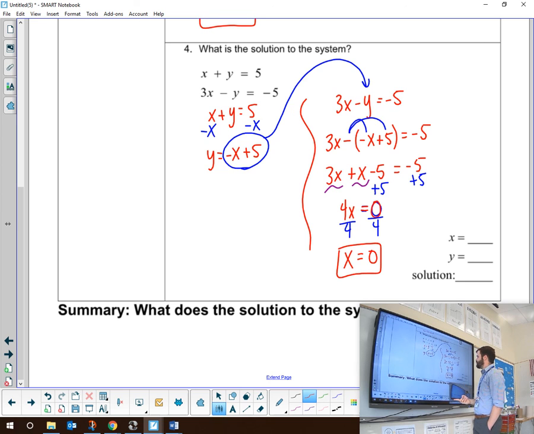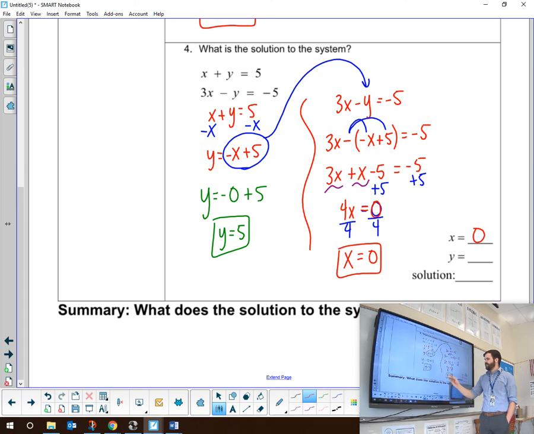Let's take that answer for x, 0, plug it back in over here. And so we'll rewrite it as y equals negative 0 plus 5. Well, 0 is still 0. Negative or positive is not either of them. So this plus 5 is just going to be 5. So we have my x answer. My x is 0. We have my y answer. My y is 5. And remember what we put whenever it asks for a solution. We put a coordinate point. My coordinate point is going to be at 0, 5.